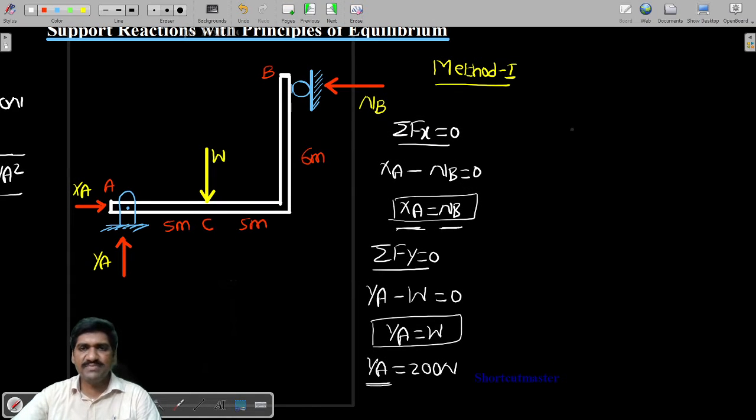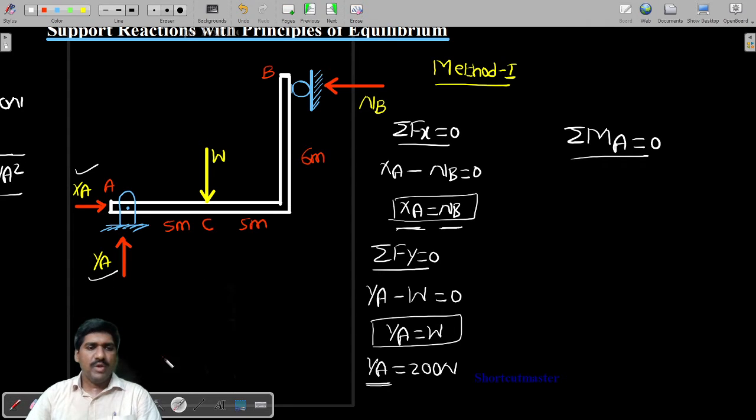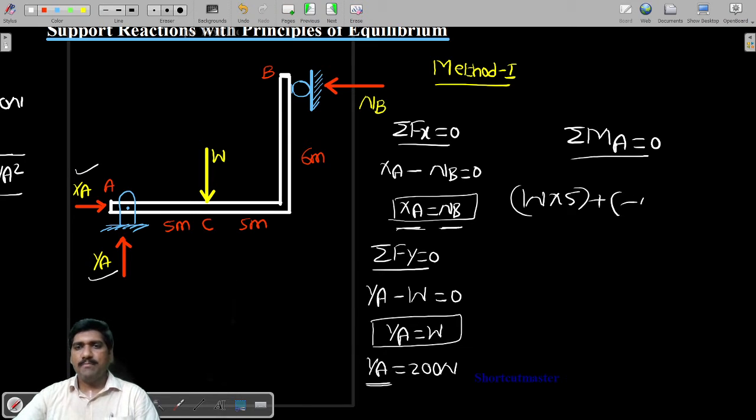Therefore, I am going for the third step. I am discussing the first method only. If you take sigma MA is equal to 0, the moments of XA and YA will become 0. Now, with respect to point A, W is providing a clockwise moment. With respect to point A, NB is providing an anti-clockwise moment. So here I am writing W multiplied by 5 minus NB into 6 is equal to 0. Here we can definitely bring out the value of NB.